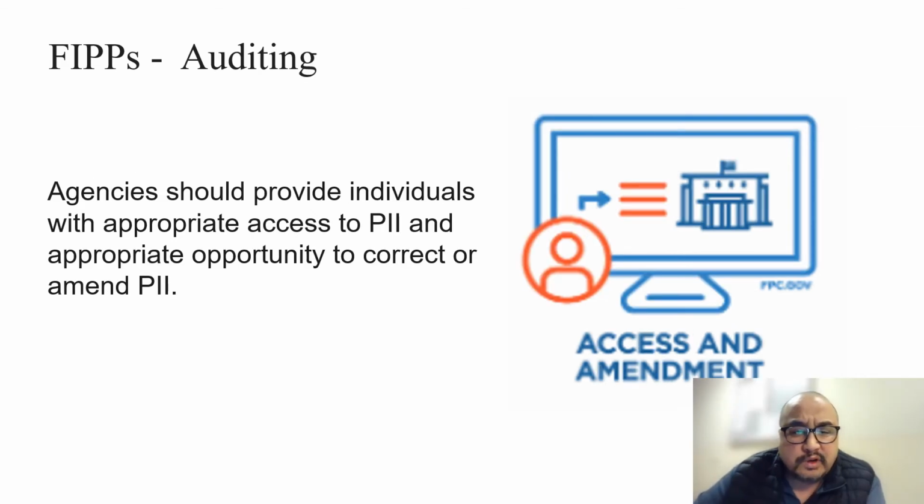So the last one we're going to discuss is auditing. Individuals will have necessary access to personally identifiable information to ensure all personally identifiable information is correct or amended, to ensure the integrity of the data. Auditing of personally identifiable information should be accessible to individuals so that they can correct or amend their information. And that concludes the definition of FIPPs.